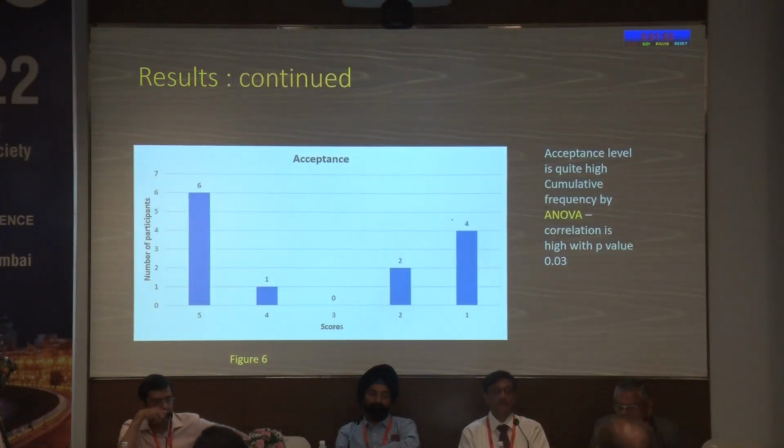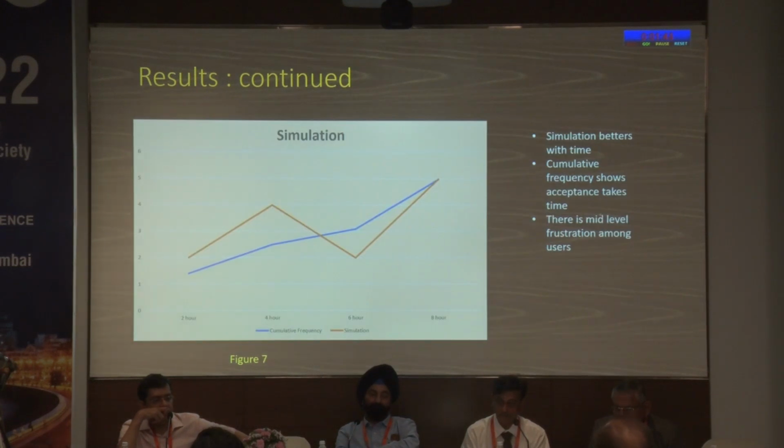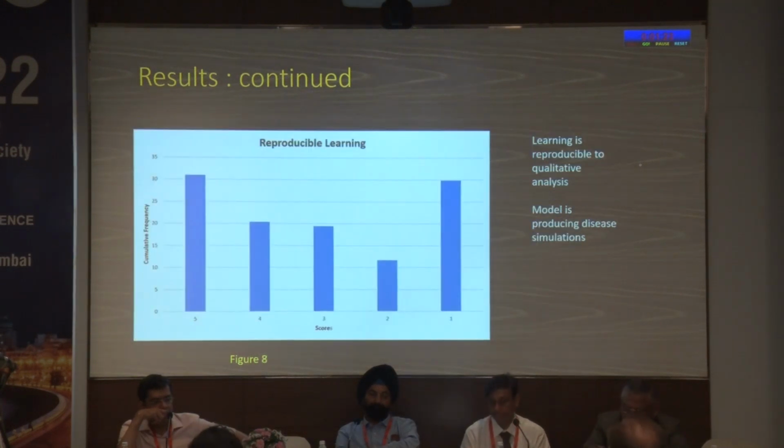Now the results: acceptance is quite high, among the five it gave around 6 of score. We used ANOVA. In the simulation, there's a finding that cumulative frequency shows acceptance takes time. So basically we tend to favor what we have learned throughout our surgical learning, right? In our PG days, in our UG days, we used 2D images, not 3D images. So it takes time. The cumulative frequency shows that it takes time to accept this.